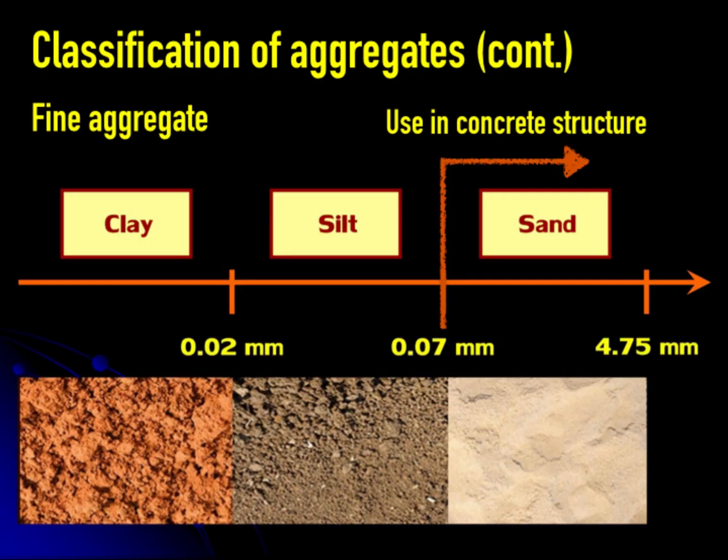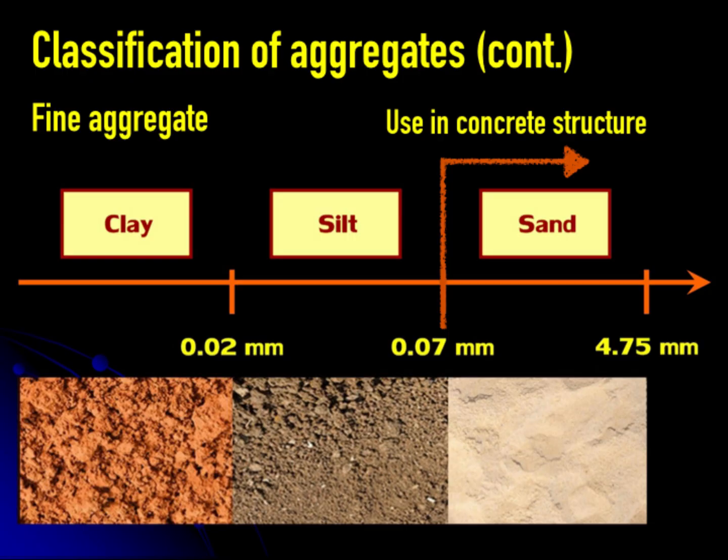For fine aggregate, sand is generally considered to have a particle size between 0.07 to 4.75 millimeters, while material between 0.06 and 0.002 millimeters is classified as silt, and materials smaller than 0.002 millimeters are called clay.